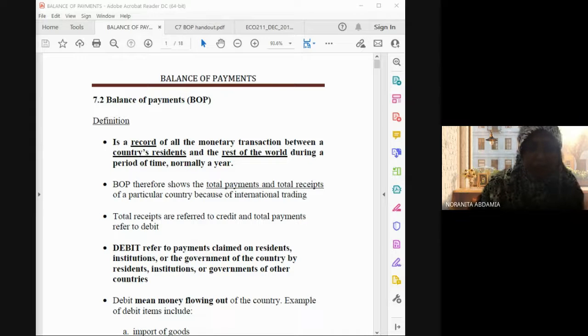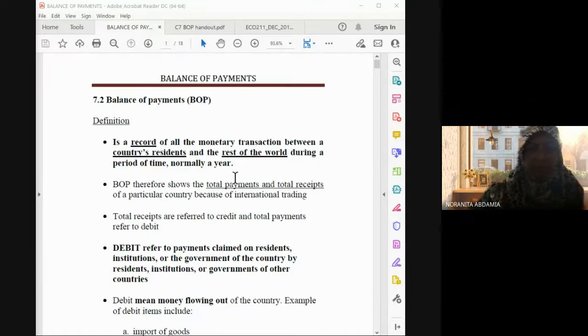So this BOP records the transactions between two countries. Example, Malaysia and Singapore. If there is any activity, whatever the activity, of international trade between Malaysia and Singapore, we record it in this balance of payment. So definitely one country, one balance of payment. In BM, imbangan pembayaran, kunci kira, macam itulah translation dia, but this refers to the BOP, the balance of payment.